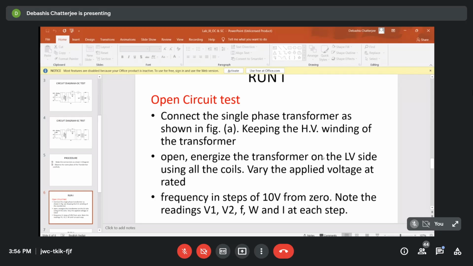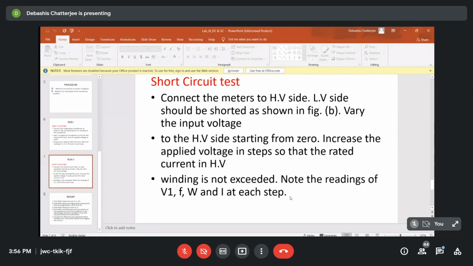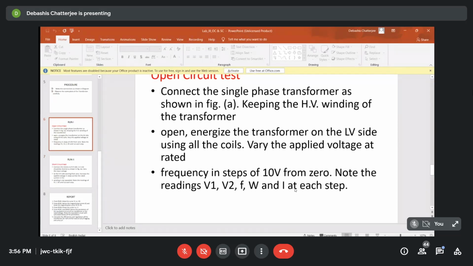Vary applied voltage at rated frequency in steps of 10 volts from 0. So you have to take the characteristics. You have to vary the input voltage and note the readings: input voltage, output voltage, frequency, the wattmeter reading, and the current reading at each step. Right. So this is the reading part for the open circuit test.